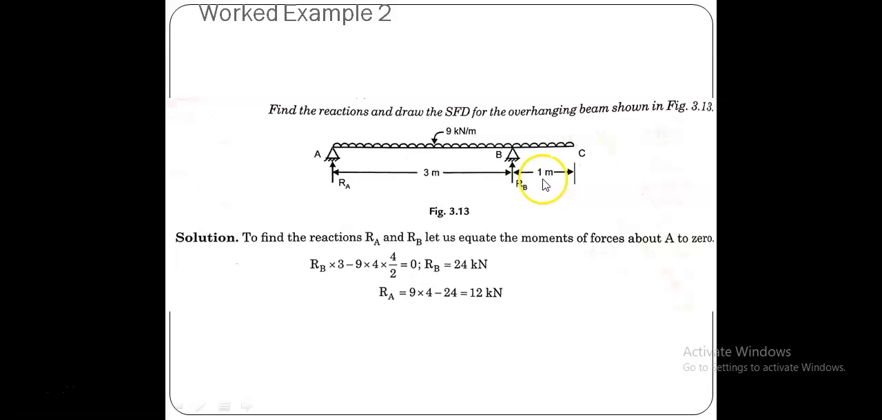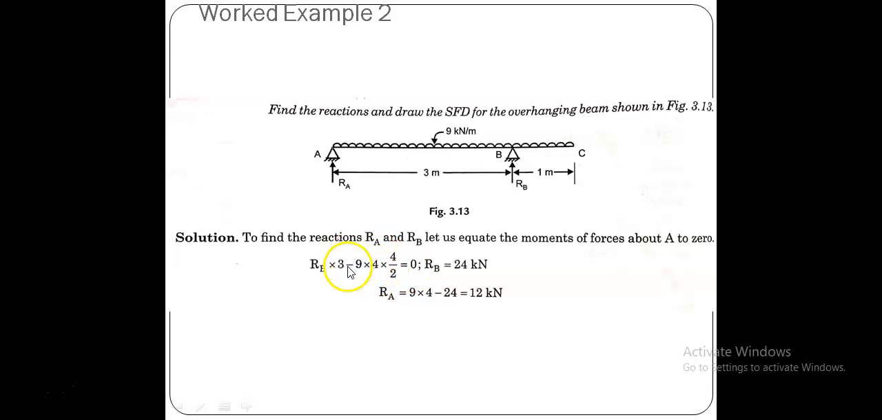Therefore the total length of the load is 4 meter, and this UDL acts as a concentrated force of 36 kilonewton at the centroid of this load span. So from A it is about 2 meter, and therefore it is clockwise. We just put the minus sign for writing this equilibrium equation. So 36 into 2, I just write like that.